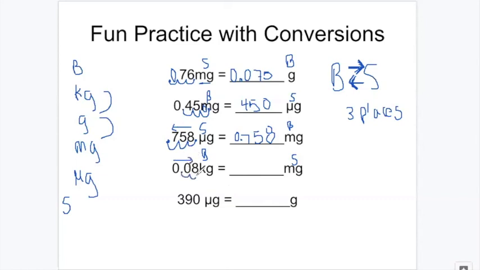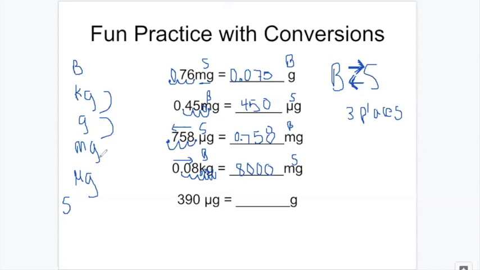Okay, so 1, 2, 3 for the first jump. 1, 2, 3 for the second jump. So you're basically filling in, it's hard to see, sorry, you're filling in 4 zeros, right? 1 for each of these spaces. So it's basically 8 and 4 zeros after it. 8,000 milligrams. So 0.08 kilograms is 8,000 milligrams.